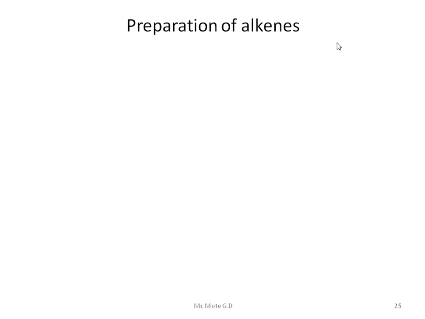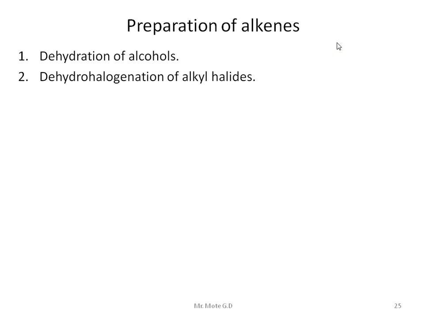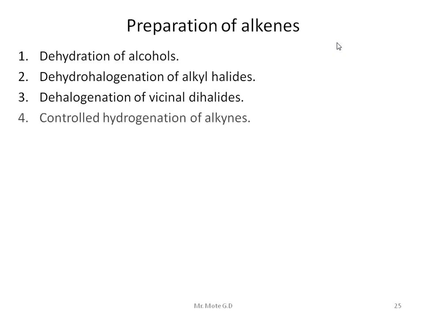So friends, today we'll discuss the preparation and reactions of alkene as well as conjugated diene. So we'll discuss one by one various preparation methods. First method is dehydration of alcohol. Second, dehydrohalogenation of alkyl halide. Third, dehalogenation of vicinal dihalide. Fourth, controlled hydrogenation of alkynes. And last one, cracking of alkanes.